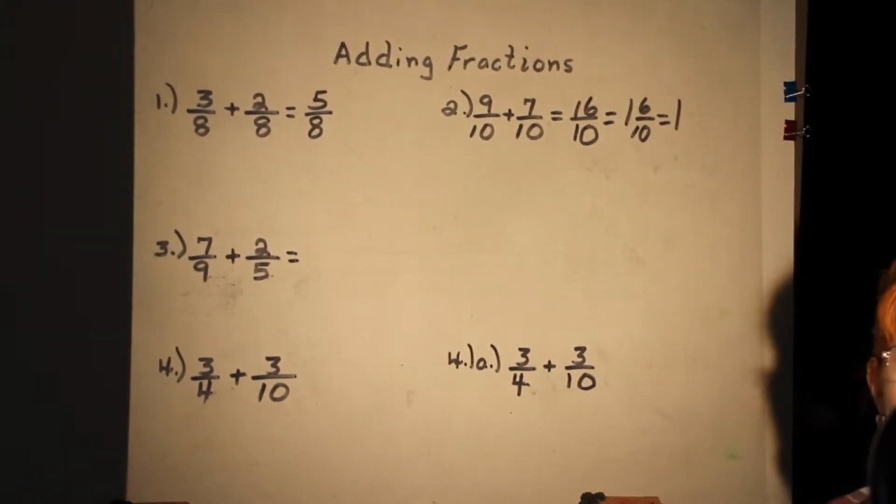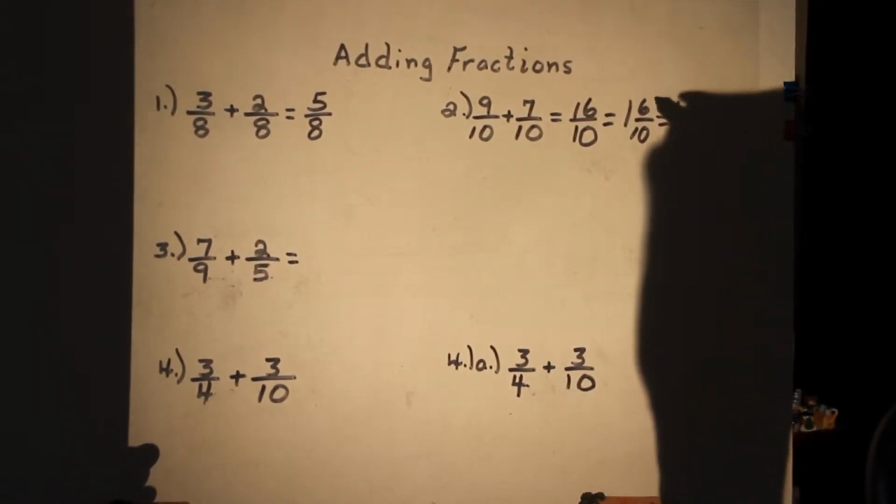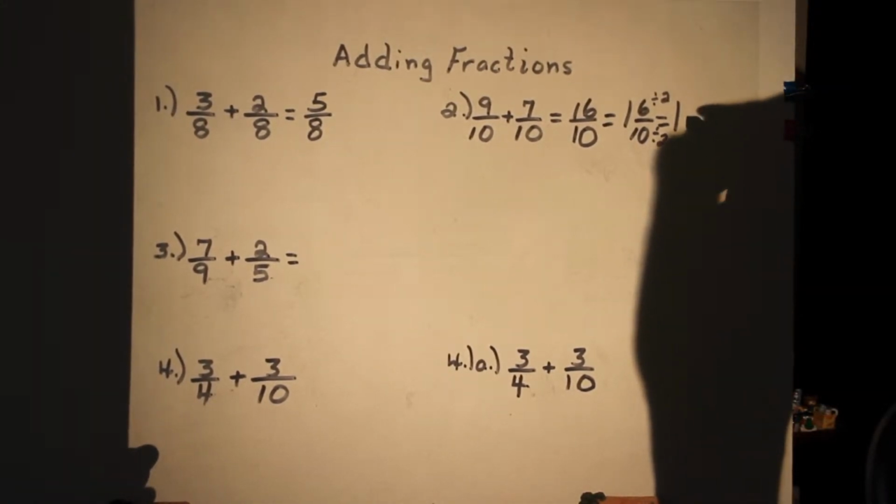6/10, 2 will divide evenly into 6, 2 will divide evenly into 10. So if I divide that by 2, and I divide this by 2, I'm going to end up with 3/5.